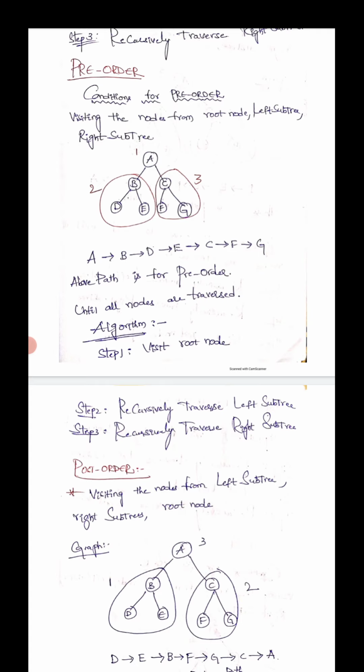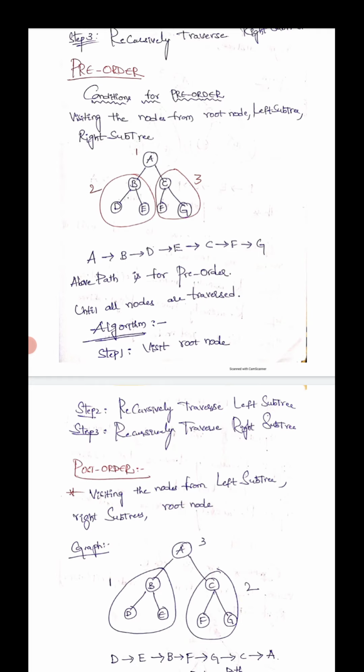What condition do we need to check here? First we visit the nodes starting from the root node, which is A, and then we move to the left subtree, B, then we move to the left subtree, D, and then the right subtree, E. Then we move to the root node C, then the left subtree F and then the right subtree G. This is the condition for the pre-order technique. The above path is for the pre-order technique.